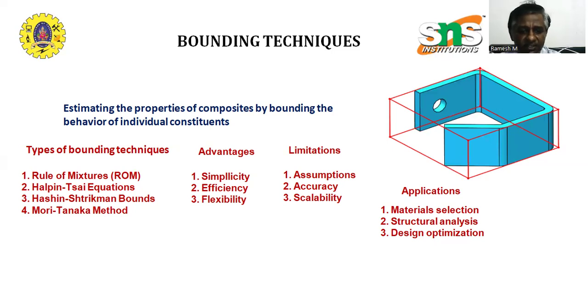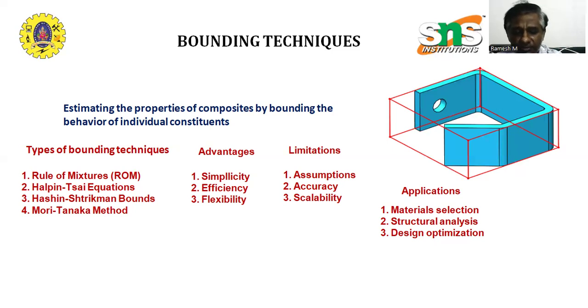Another is the Halpin-Tsai equations. It is a semi-empirical method that estimates the composite properties by considering the fiber-matrix interaction, and accounts for the effect of fiber orientation and the volume fraction on the composite materials. It is more accurate than the rule of mixtures, but it still relies on simplifying assumptions.